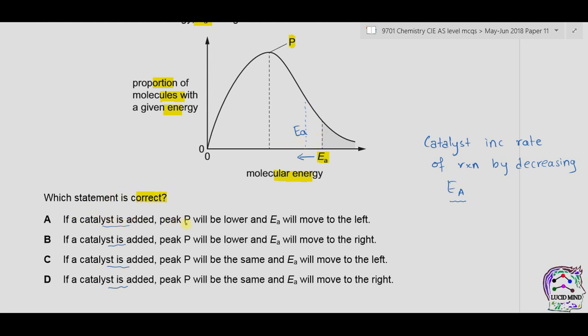Part A, if catalyst is added, peak P will be lower. This is wrong because there will be no effect on the average molecular energy. B, if catalyst is added, peak P will be lower. Again, this is incorrect. C, if catalyst is added, peak P will be the same and EA will move to the left. As now more molecules will be converted into products, the activation energy has decreased. So C is correct. D, if catalyst is added, peak P will be the same and activation energy will move to the right. This is incorrect because activation energy actually decreases. It does not increase. The answer is therefore C.